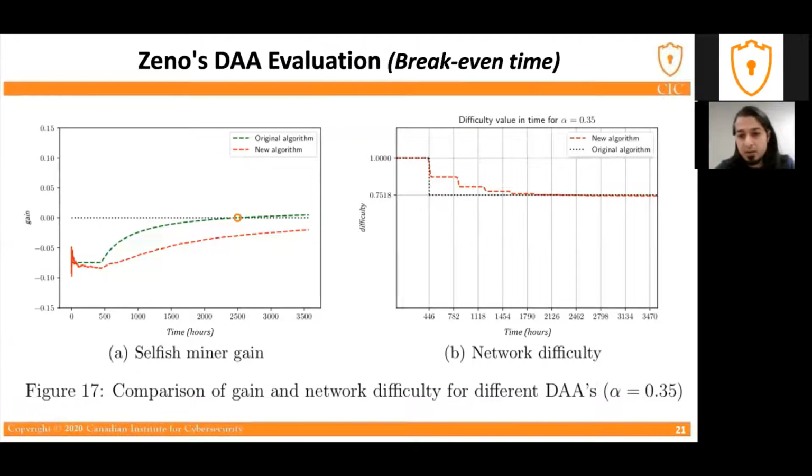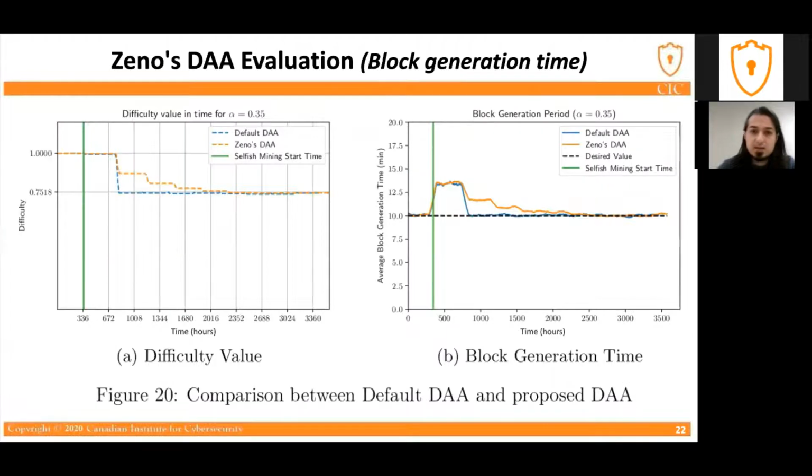And also when you take a look at the difficulty, the dotted black line shows the original algorithm. It goes in one step toward the goal, but our new algorithm goes in steps. So we go halfway through our goal, and then again halfway, and then again halfway, until we reach the final value of the difficulty. This figure shows the difficulty. The right side figure shows the difficulty for 0.35 for alpha, and as I said in the previous slide, it goes in multiple steps.